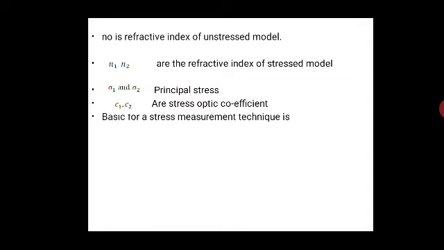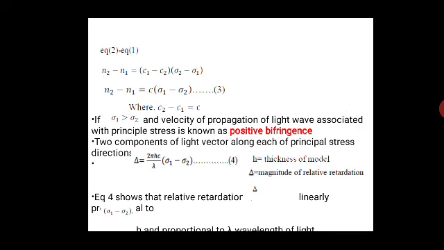Then the basic stress measurement technique can be written as, considered as equation. We will subtract equation 1 from equation 2. Then I can write it as n2 minus n1 is equal to c1 minus c2 into sigma 2 minus sigma 1, where c2 minus c1 is nothing but c, that is a constant.